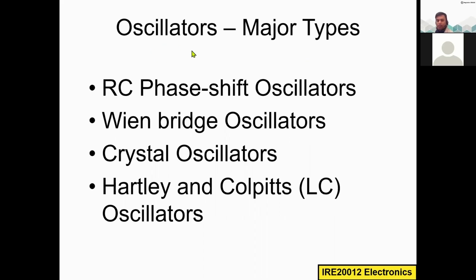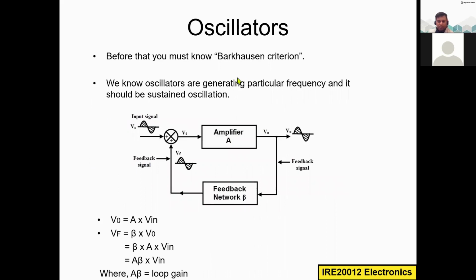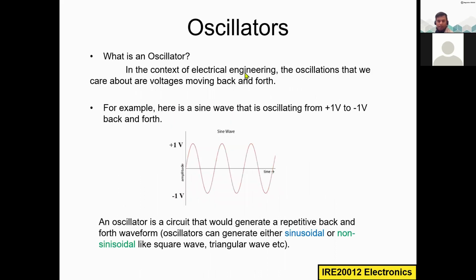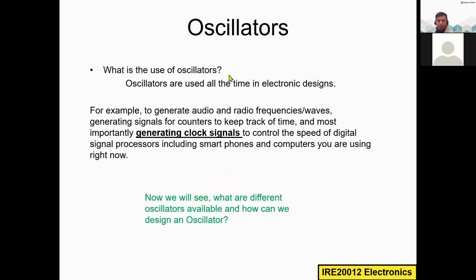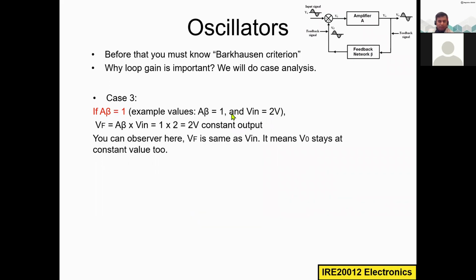We had seen the oscillators introduction part. In the oscillators introduction, we studied some very basics about oscillators: what an oscillator is and how oscillators work. This is the basic block diagram of the oscillator, and we also derived some conditions to achieve oscillation from the oscillator. We also did some case analysis.